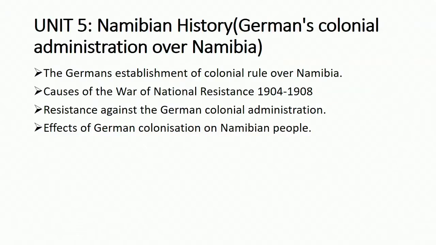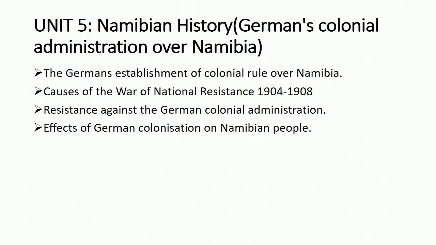Unit 5, this is Namibian history. Namibian history is divided into 2 parts: the Germans' colonial administration over Namibia, and South Africa and the United Nations over Namibia. In the first part, we are going to look at the Germans' colonial administration over Namibia. So what are the topics that you should know here?